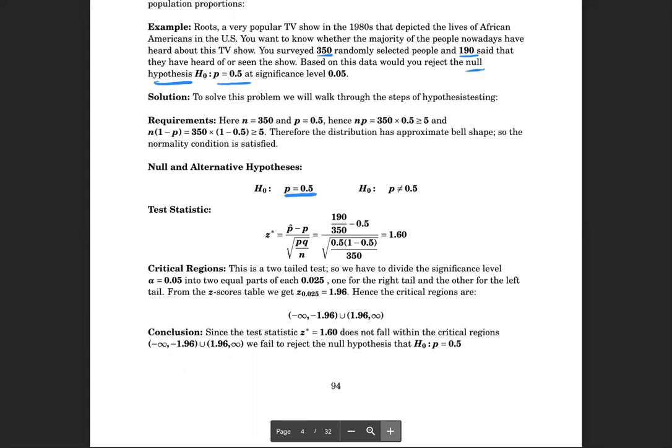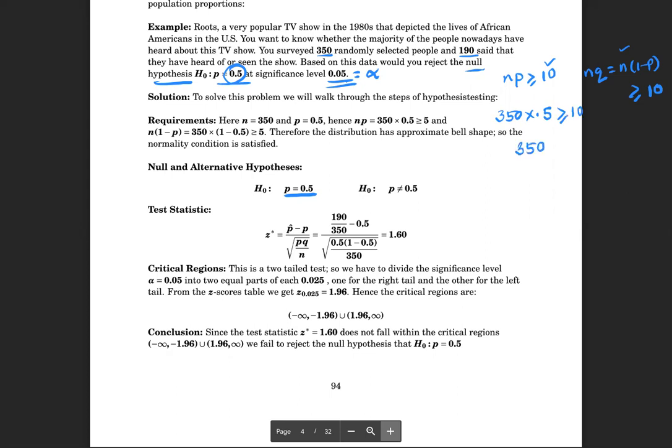All right. And what significance level? 0.05 significance level. Remember, that is your alpha. Now let's do the first requirement: np is greater than or equal to 10, and nq, which is the same as n times (1 minus p), is greater than or equal to 10. Remember, both of them have to be true. n is 350, times p is 0.5. So 350 times 0.5 is obviously greater than or equal to 10, no problem.